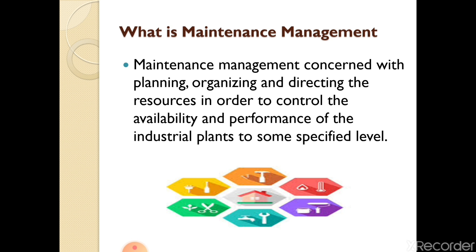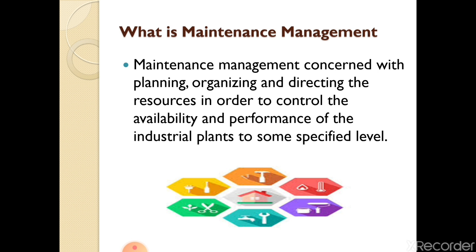So it also involves maintenance planning, maintenance scheduling, and execution of maintenance activity like breakdown maintenance and preventive maintenance, and also controlling the cost of maintenance. All this is included under maintenance management. In other words, maintenance management is concerned with the direction and organization of resources in order to control the availability and performance of the industrial plants to some specified level.